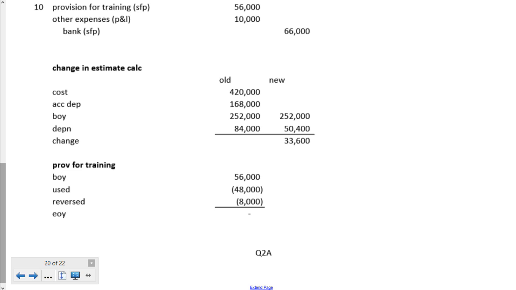Old, the original cost was 420. Beginning of year, we were down to 252. We're writing it off over 5 years, so it's 20% of that number. Divide by 5, 84. The new starts with 252, and now we're going to do reducing balance, 20% on that balance. So the difference between those two depreciations is 33,600, isn't it?